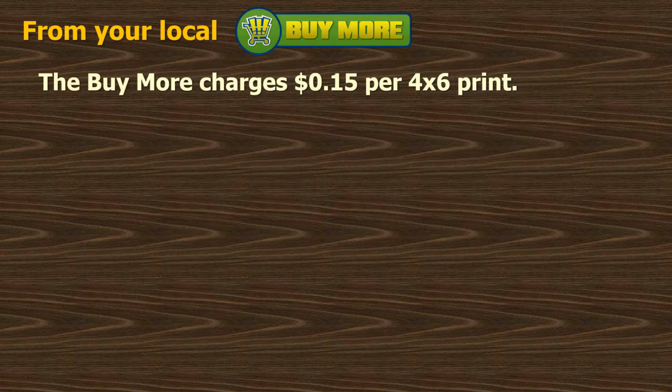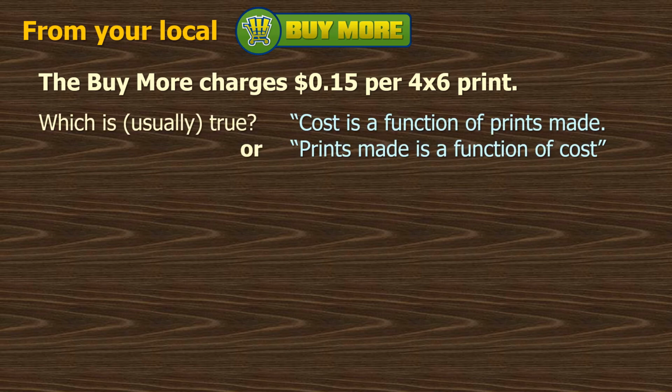Finally, we come to an application of relations and functions. In this particular example, we're going to keep it relatively simple. We're just going to basically get prints made, and we want to know what the cost is. Or we have the cost, we want to know what the number of prints made. And that's really what the basis of this question is. Which is traditionally true? Is cost a function of prints made, or is prints made a function of cost? Let's emphasize the phrase a function of.